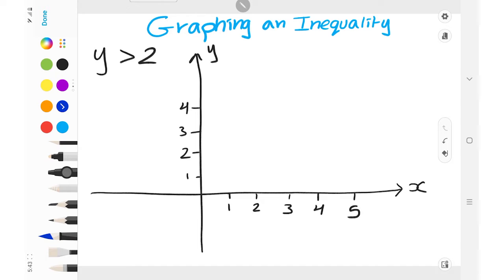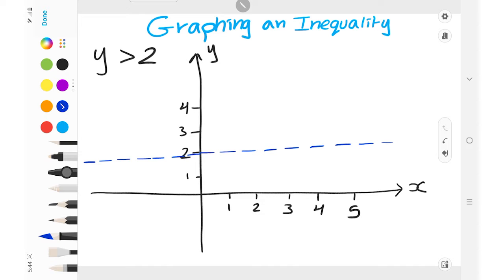And there is no equal sign, so my line will be dotted. That's the only difference. When there is an equal sign, you draw a straight line without dotting it, but here I will do dots. That means the 2 is not included in my answer, the y value must be greater than 2, and 2 itself I don't want.